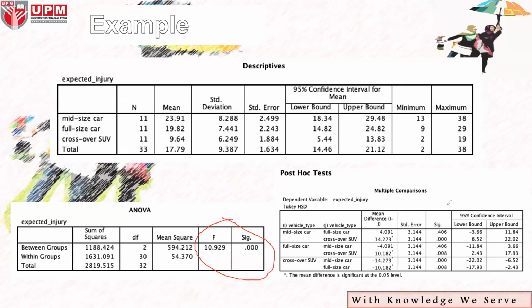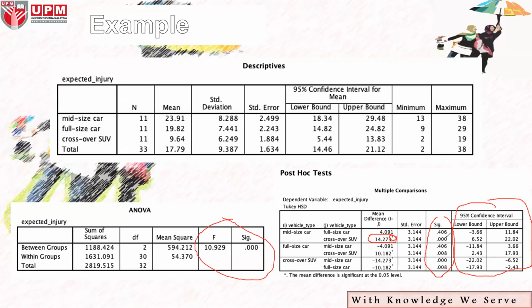In this table, we have three options. Either we directly pick the value that has a flower on top, or we can use the significant value, or it can be based on the 95% confidence interval. Whichever is easier. First, we can see that between mid-size car and crossover SUV, there is a significant difference, because there is a flower here.